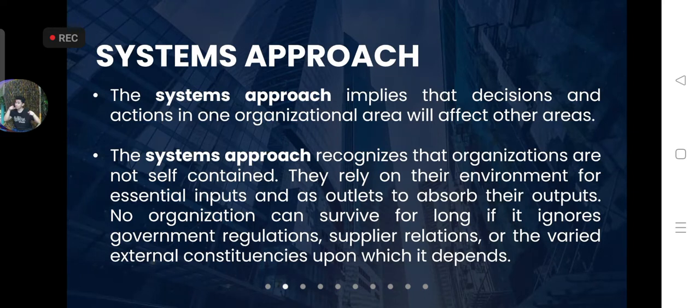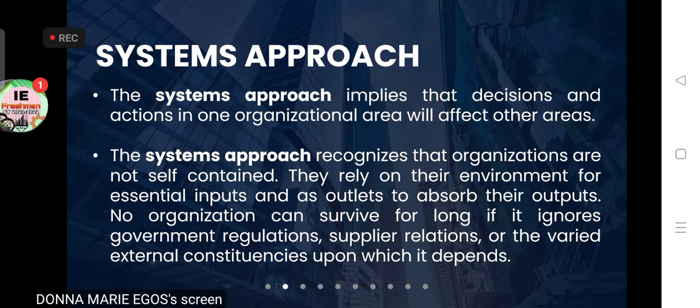The systems approach recognizes that organizations are not self-contained. They rely on their environment for essential inputs and as outlets to absorb their outputs. No organization can survive for long if it ignores government regulations, supplier relations, or varied external constituencies upon which it depends.